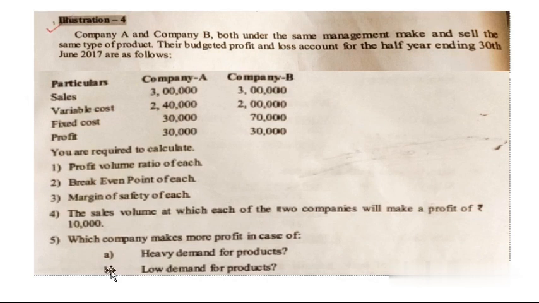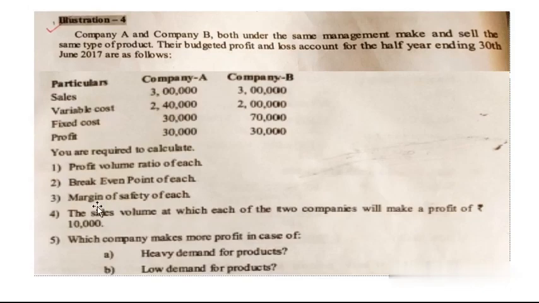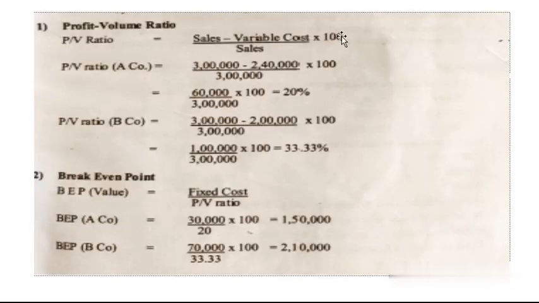So here, do we have contribution? Yes, we can find out the contribution: sales minus variable cost. So the formula is contribution divided by sales into 100, or sales minus variable cost divided by sales into 100. Any of these is possible. So we will do the calculation. So first is profit volume ratio: sales minus variable cost into 100 divided by sales.